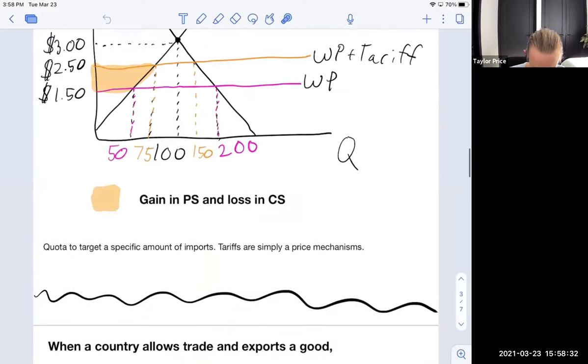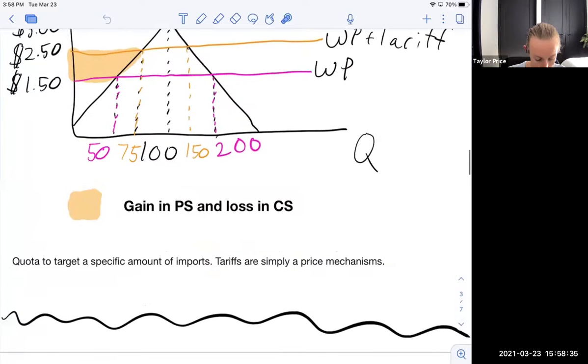Okay, and just really quickly, someone also did ask why a government would choose a quota versus a tariff. So just remember, for quotas, they're targeting a specific amount of imports. Like if the government wanted to only allow 100 imports, that would be why they would use a quota. Whereas a tariff, basically the government's just saying, we're going to slap on an additional dollar to every single good you import. So the main difference is that quotas are very quantity specific, whereas tariffs are much more price based.